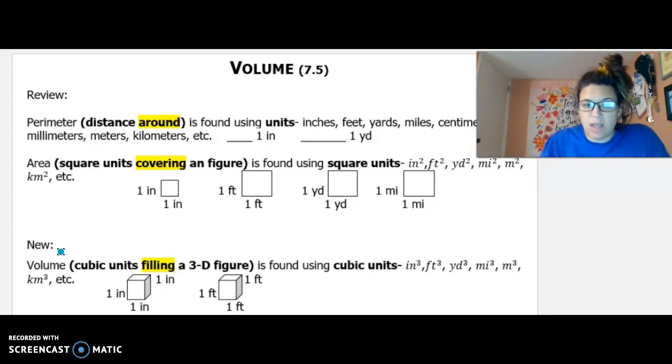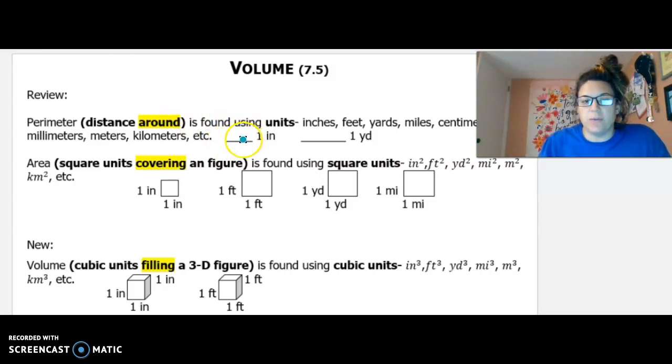Today we're going to talk about volume of rectangular prisms and cylinders. So a little bit of review. Perimeter is the distance around a figure, and it's found by using units like inches, feet, yards, miles, centimeters, millimeters. You're just adding up the distance around something.